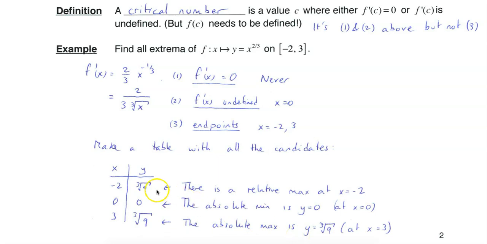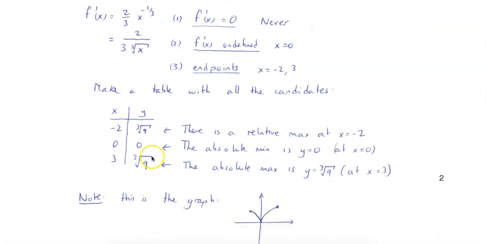Finally, what about cube root of 4? We would not have to write anything necessarily, but just thinking logically, if at 3 we are at the highest point, and at 0 we are at the lowest point, then to go to x equals negative 2, we must have been going up again, and that means this has to be a relative max. So, we don't have to state x equals negative 2 because it was not asked where are the extreme values, simply what are the extreme values.